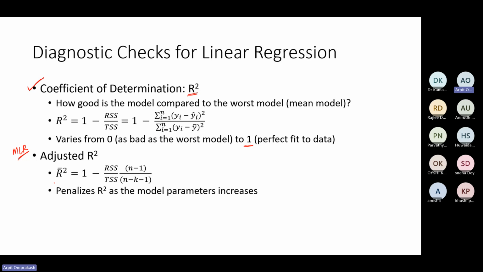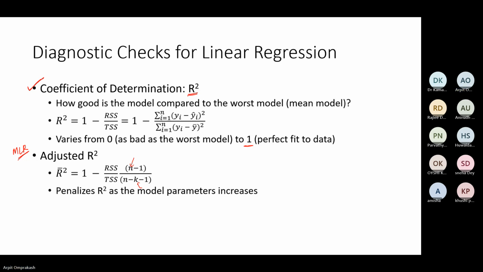So this adjusted R square is denoted as such and is given by 1 minus RSS by TSS. Again, RSS and TSS are given here, multiplied by n minus 1 divided by n minus k minus 1, where n is the number of data points we have and k is the number of predictor variables or the number of x variables or parameters that we have.